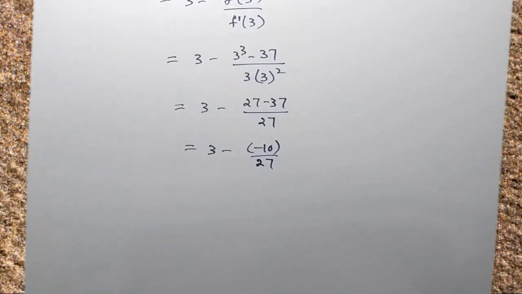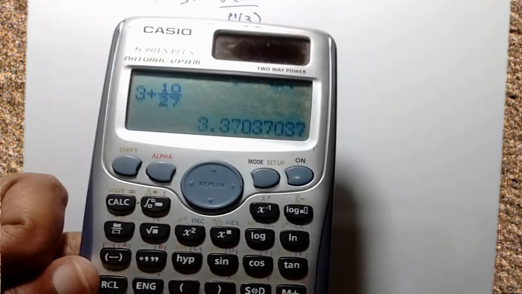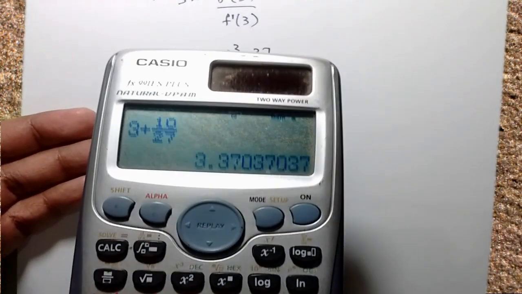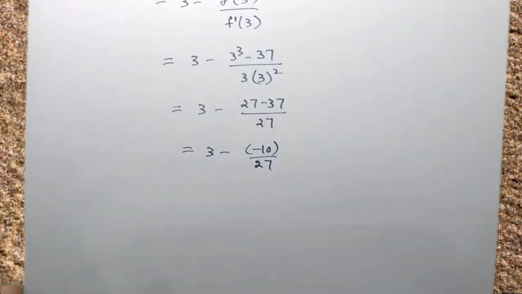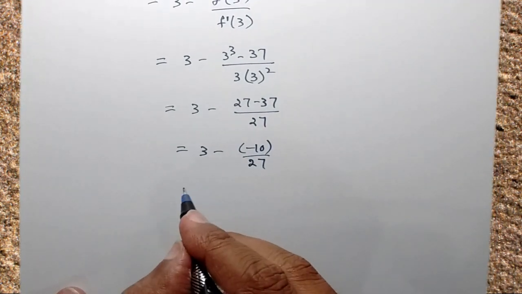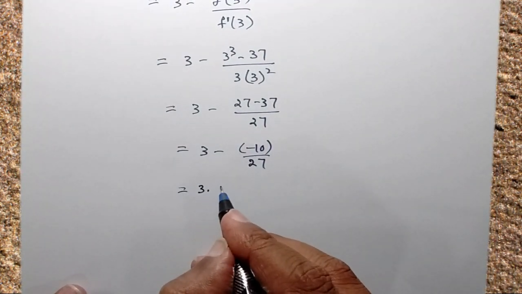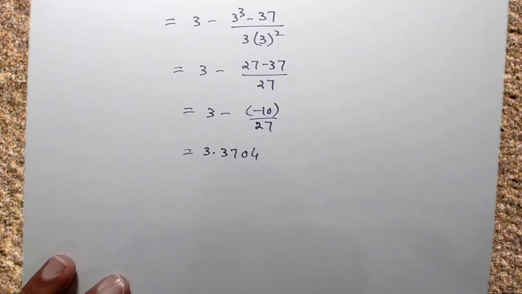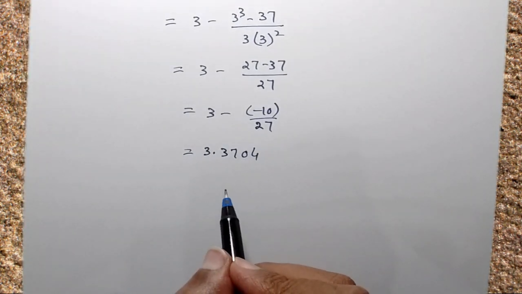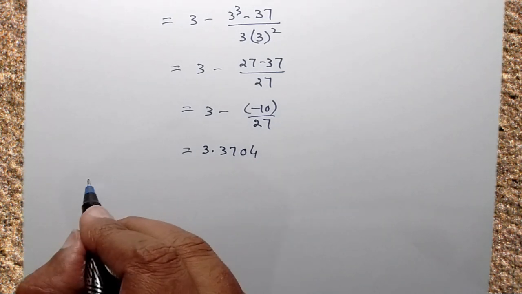Or you can just use the calculator and also check it. The required value we will be getting is nothing but 3.3704. I'll approximate it. So that is the first approximation, or the first iteration. We'll go for the second iteration now.